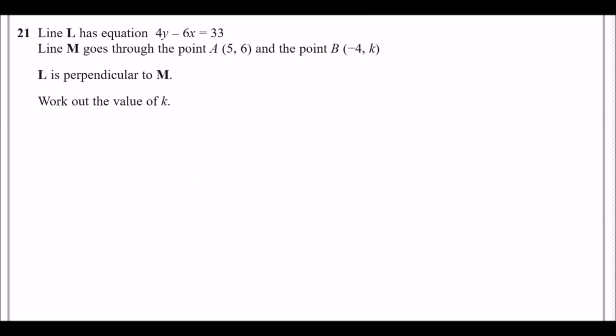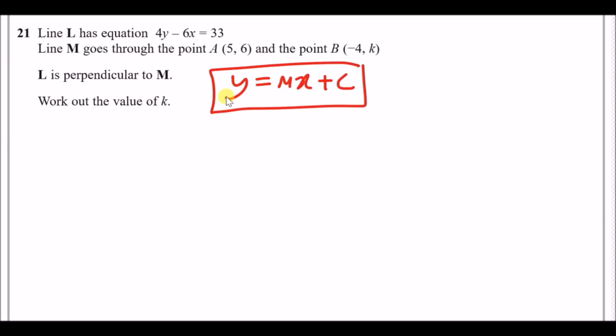Okay, number 21. So line L has equation 4y minus 6x equals 33. Line M goes through two different points, and this line L is perpendicular to line M. Okay, so in order to find out if lines are perpendicular, it's very important that we rewrite the equations in the usual y equals mx plus c form. So this is pretty much fundamental, yeah?